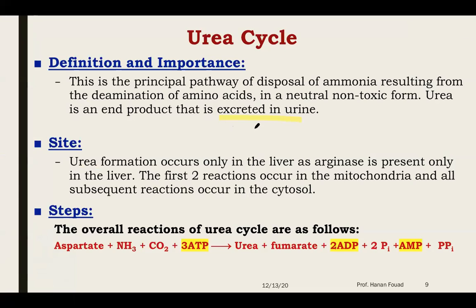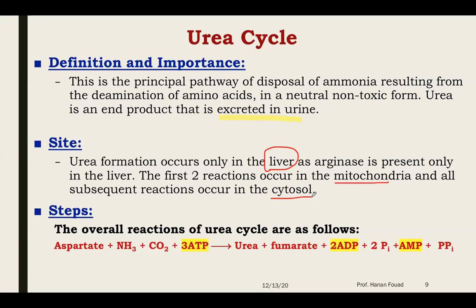Okay, where does urea cycle occur? Urea cycle occurs in the liver, only in the liver. Why? Because enzymes of urea cycle are found only in the liver. No other organ in the body can synthesize urea. The liver is the only organ which synthesizes urea. It occurs in the mitochondria and in the cytosol. We have 2 reactions in the mitochondria and many reactions in the cytosol. So if you are asked in the exam, where does urea cycle occur? It occurs in the mitochondria and in the cytosol. It occurs only in the liver.